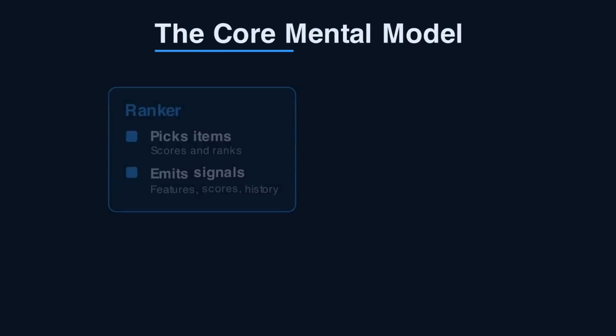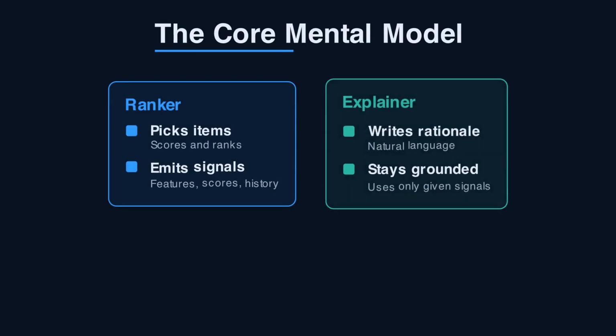The single most important rule: the language model does not pick the items. Your existing system, whether it's collaborative filtering, a gradient-boosted ranker, or vector search, decides what to recommend and produces the ranking signals. Azure OpenAI only turns those signals into a human-readable justification. If you let the model both choose and explain, it will confidently rationalize items it never actually scored, and you lose the auditability that makes explanations trustworthy.